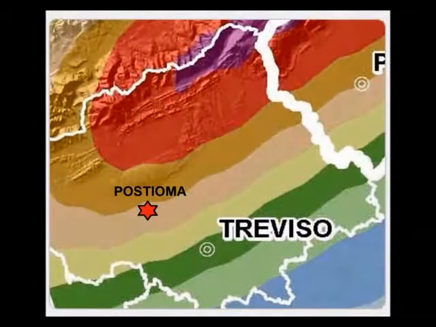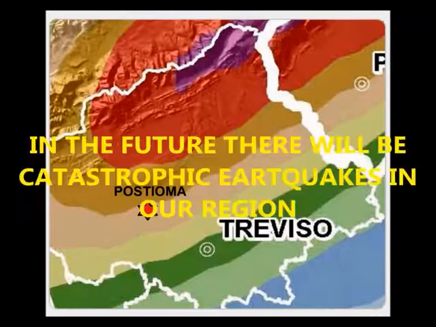Ferrara was totally destroyed in 1570. In our region and in the town we live in, we had strong earthquakes in 1100 and at the end of the 17th century. We can foresee that in the future we will probably have 6.5 magnitude earthquakes or even stronger ones.